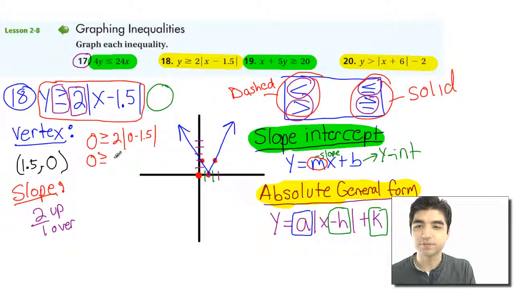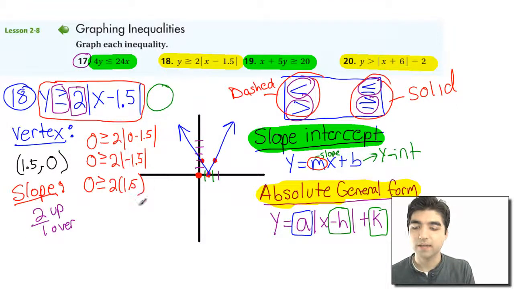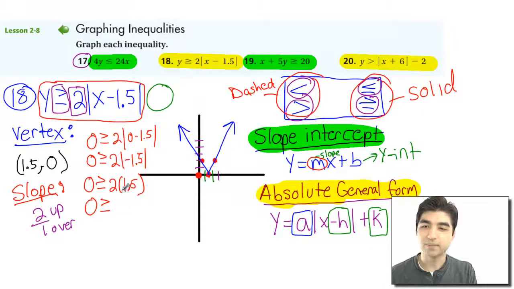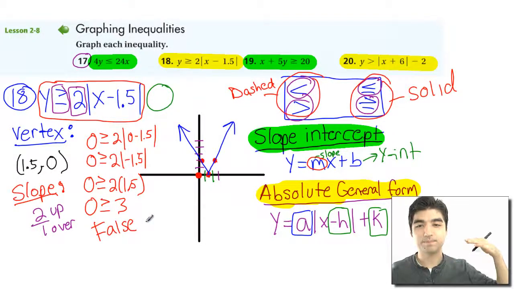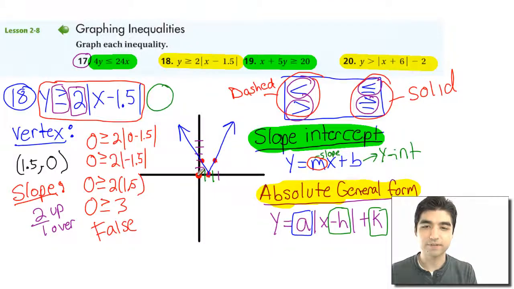0 is greater than or equal to 2 times the absolute value of 0 minus 1.5, which is just negative 1.5. And then the absolute value of negative 1.5, remember, turns into a positive. So that is 2 times 1.5. And is 0 greater than some positive number? This would be 3. So that's false. So that means that we shade on the part opposite of our test point. So if our test point was 0, 0, then that means that we shade on the inside.